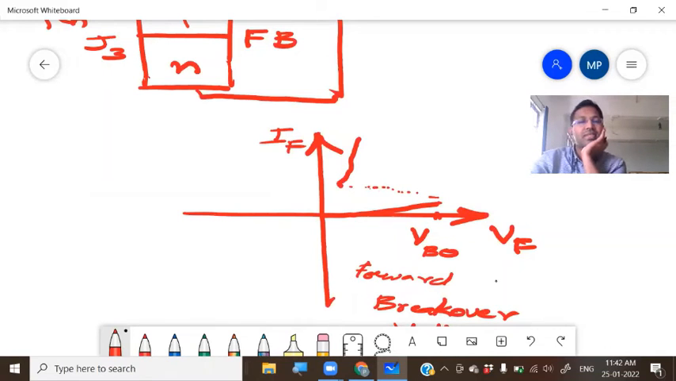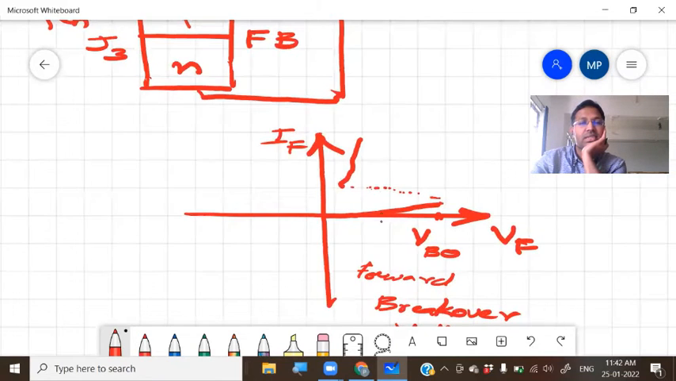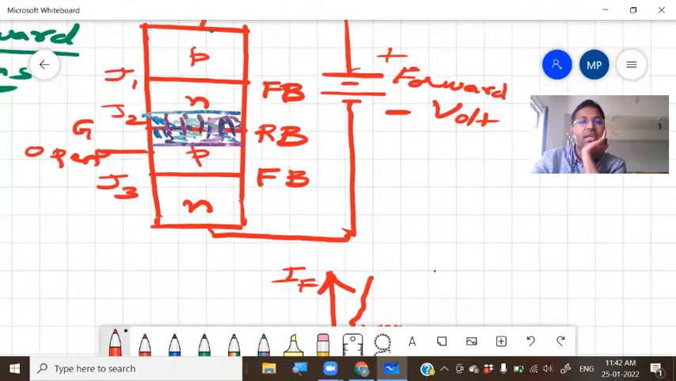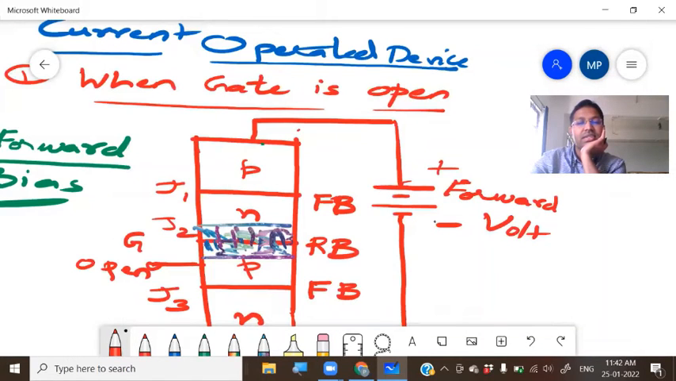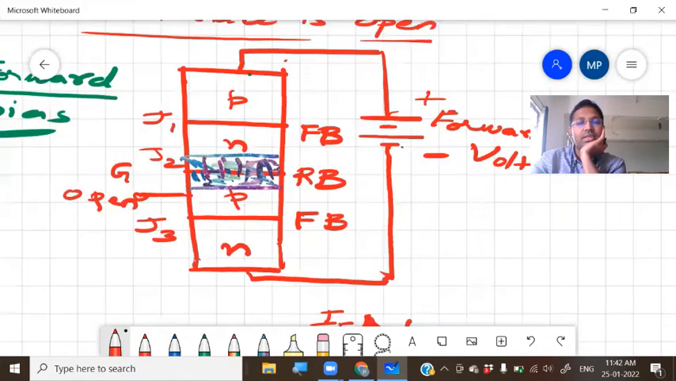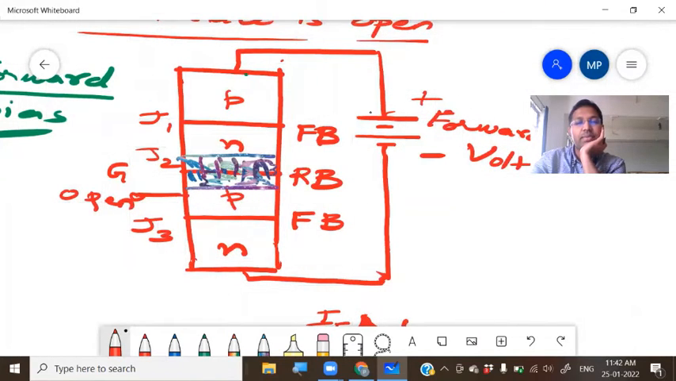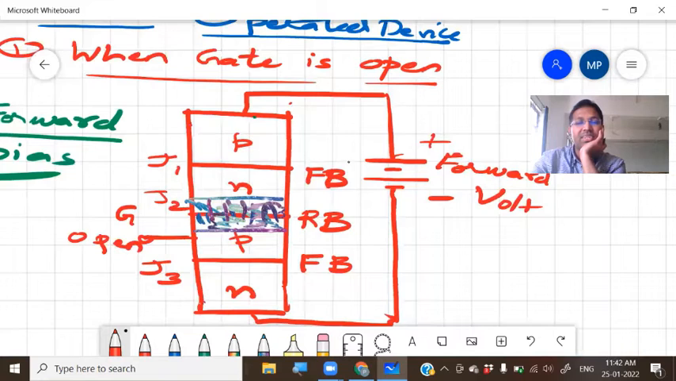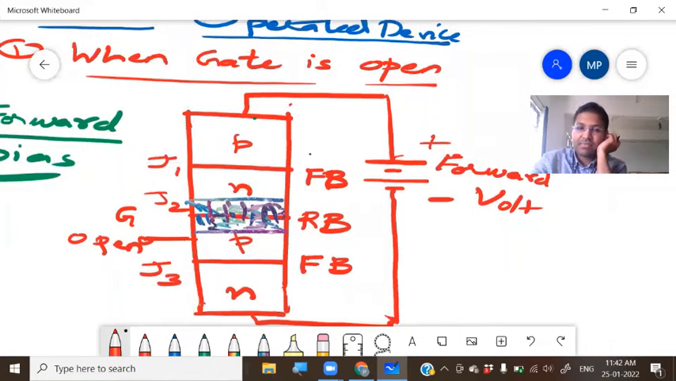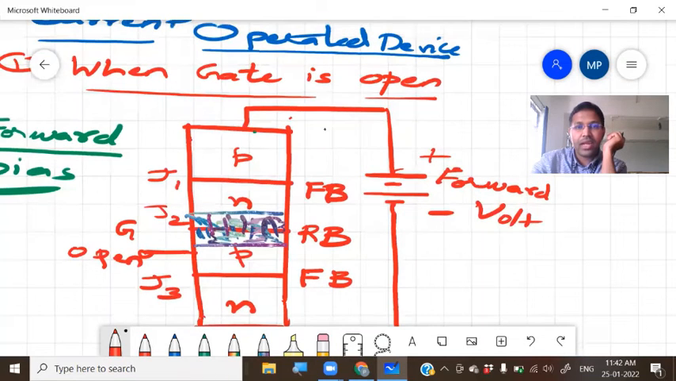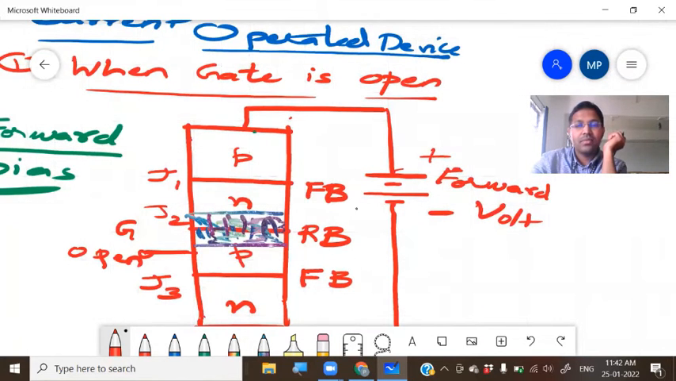So we have discussed the forward biased condition. What do you mean by reverse biased condition? Very simple, just exchange the polarity of this battery, that gives the reverse bias condition. Because drawing is taking a lot of time, I want to simply edit this. Next case, reverse bias.